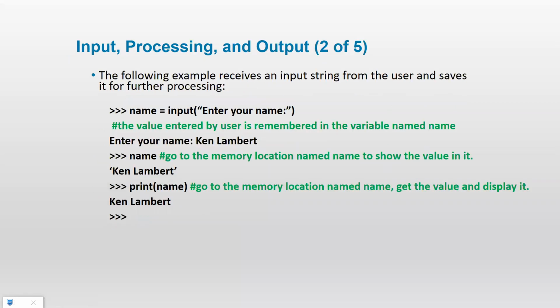Let's look at this one. The following example receives an input string. Here I need to be more detailed because this is a little bit more complicated. This receives an input string from the user and saves it for further processing. Let's look at this. This is saying input. This is a function, everybody, just like print. This is calling the function input and telling the user what to do. Okay, so it's telling the user what to do. Enter your name. And this is what you will see.